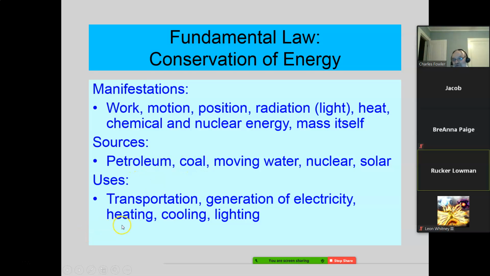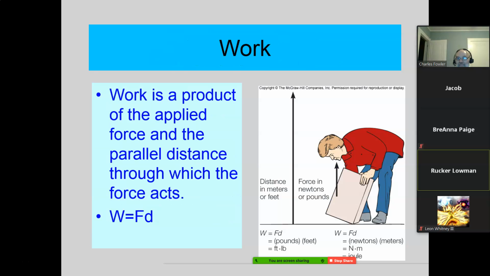We also use energy to heat our buildings, to cool our buildings, to light our buildings, to do everything that we do. We are using energy like ravenous pigs. We are just energy hogs here. A lot of the rest of the world is catching up too, but we've been leading the world in energy consumption. But energy is always conserved. That's our fundamental law.